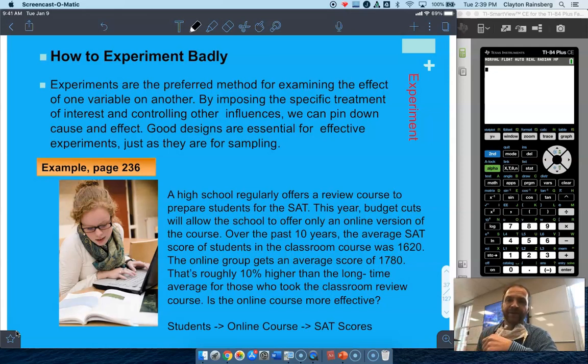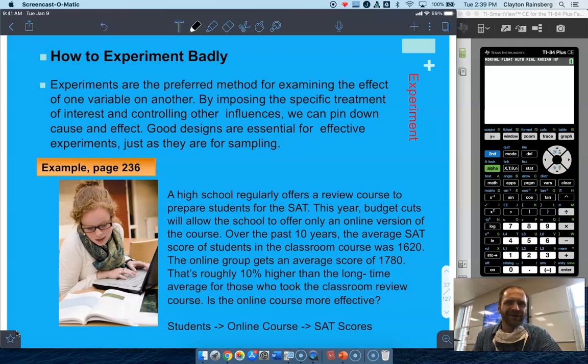So let's say, for example, a high school is offering a review course online to help prepare them for the SAT. They're taking a group of students and putting them in an online class for the SAT. They are going over test-taking strategies, practice problems, practice tests, drilling them, and then they take the SAT, and my goodness, look at their scores.